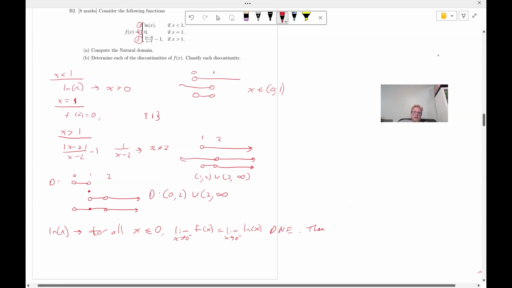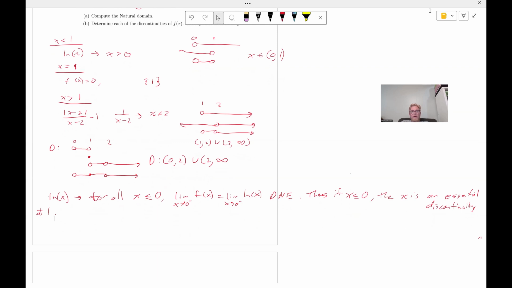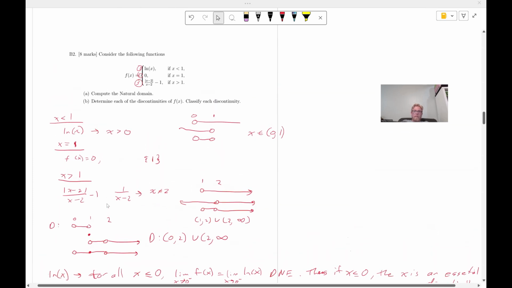Thus, if x is less than or equal to 0, then x is an essential discontinuity. Okay. Then we have at 1. I'm going to do it up here, just so that we have some more space.